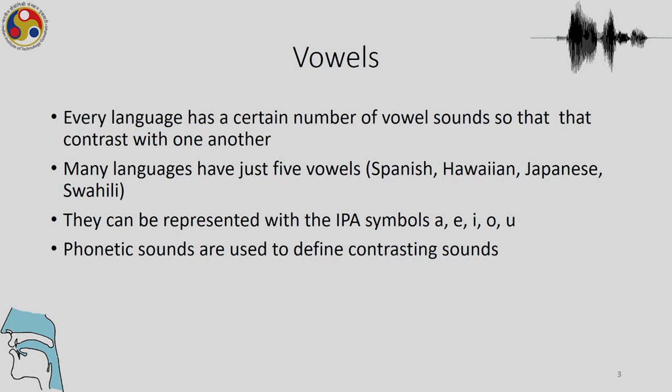They can be represented with the IPA symbols, and these are what we have. We already know them as Roman vowels, A, E, I, O, U, but they are also represented in the IPA vowel chart. We'll talk very soon about that. So, these sounds represent words meaningfully and make them contrast. That's why we need a number of vowels and consonants in a language, so that words can be formed in a way that they contrast from each other.